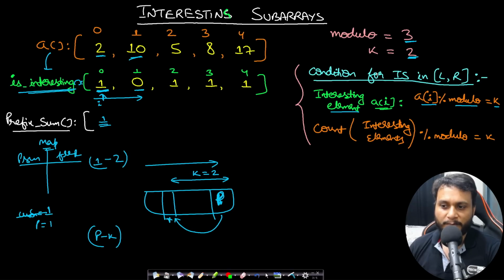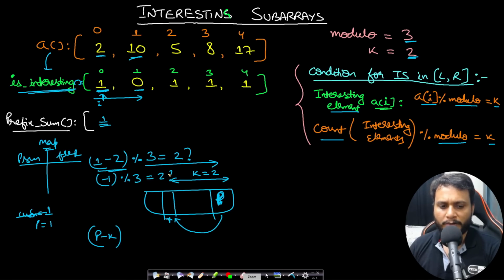Fine, now we are playing with modulo here all the time, because the count of interesting elements mod the modulo should be equal to k. That means just finding out whether this happens on the left side is not enough. The mod of the given modulo value 3 should be equal to the given k value. Is it equal or not equal? That's what I want to check. So in this case, 1 minus 2 will be minus 1. Mod of 3, is it equal to 2?